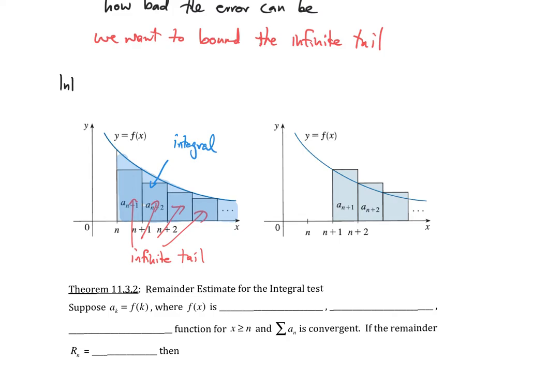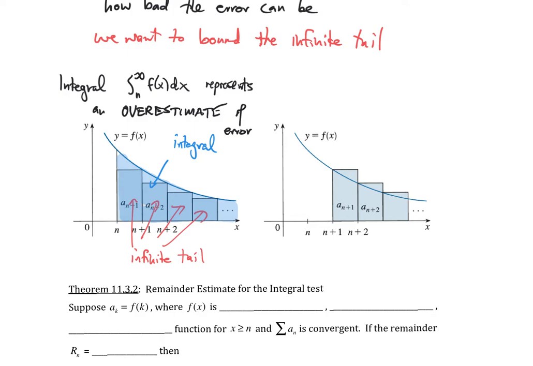So the integral going from n to infinity, f of x dx, this represents an overestimate of the error.